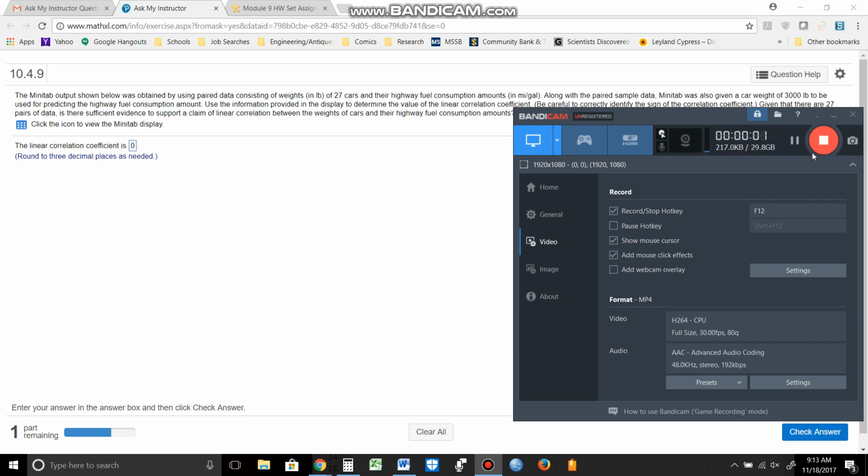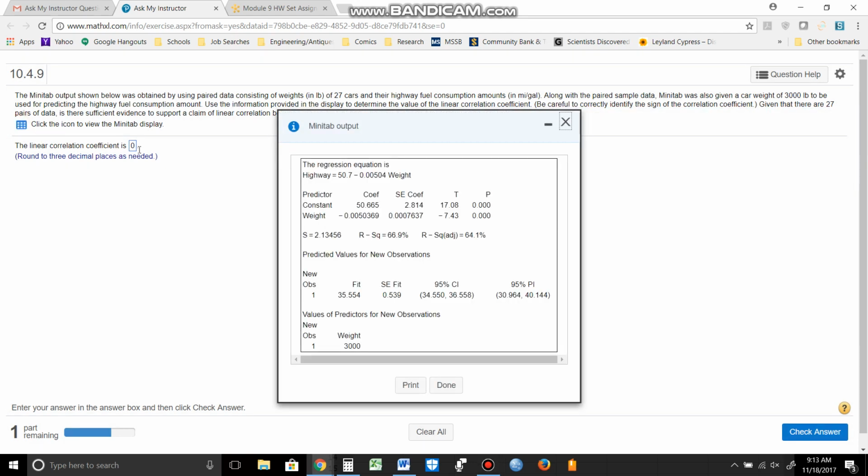Hi class, let's take a look at this problem here. We have some StatCrunch output and we're asked to find the linear correlation. So let's take a look at our output here. Notice that we are given a prediction for the constant and a prediction for the slope for this linear regression. We're also given an R-squared value of 0.669, or 66.9%.